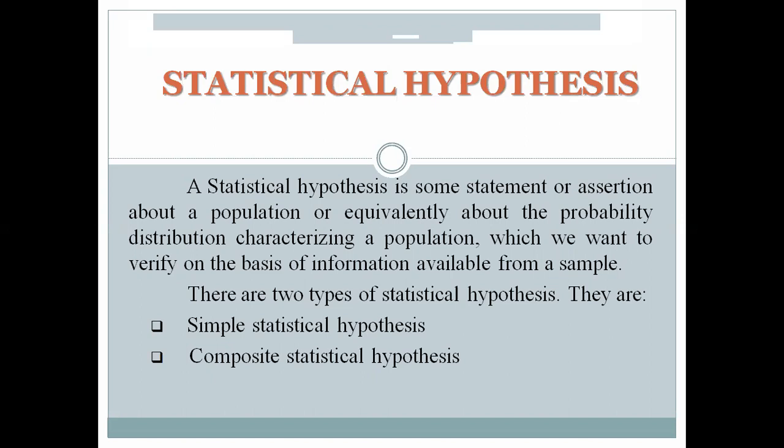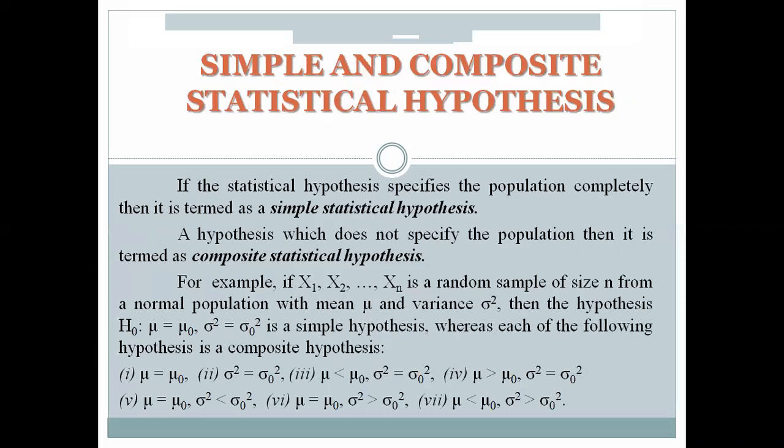One is simple and another one is composite. If the statistical hypothesis completely specifies the population, that is, if I take n values and can state n assumptions or n pieces of information about the population, then that is a simple statistical hypothesis. If I can't specify everything, only some of it, then that is called a composite statistical hypothesis.